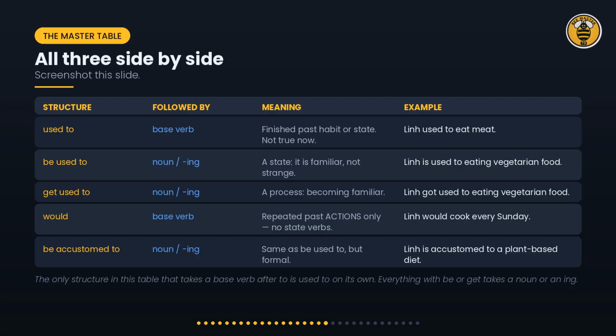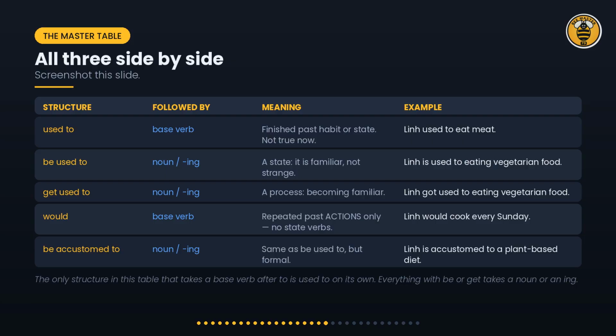Here is the master table. Screenshot this slide because it is the whole lesson in 5 rows. Used to, followed by a base verb, a finished past habit or state. Lynn used to eat meat. Be used to, followed by a noun or an ing form, a state of familiarity. Lynn is used to eating vegetarian food.